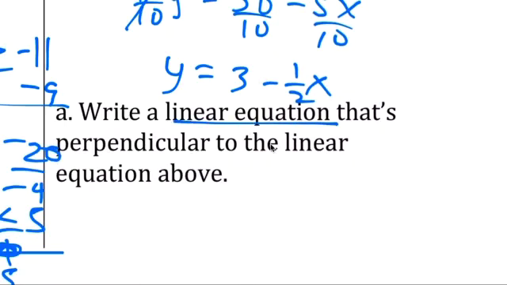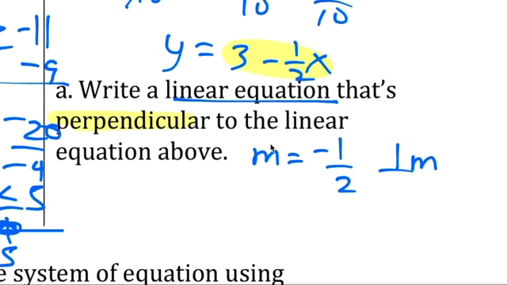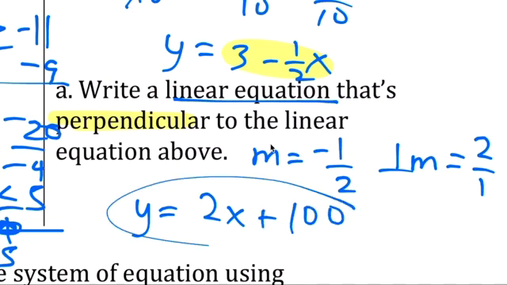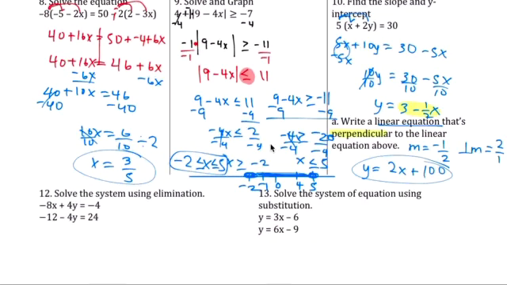Write a linear equation that's perpendicular to this. Perpendicular, so the slope here is negative 1/2. Perpendicular slope is opposite and reciprocal, so positive 2/1 or just 2. So y equals 2x plus whatever the y-intercept, 100 if you want, because the slope is opposite and reciprocal.